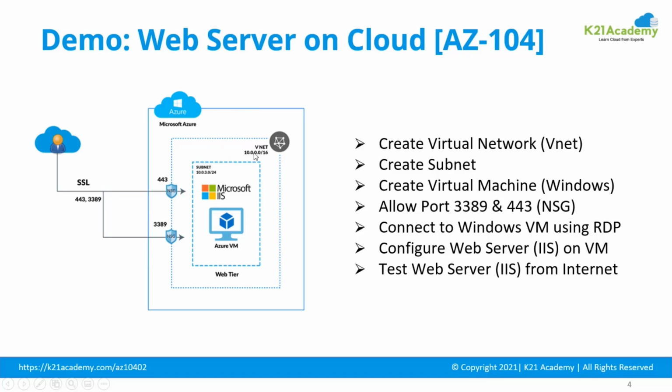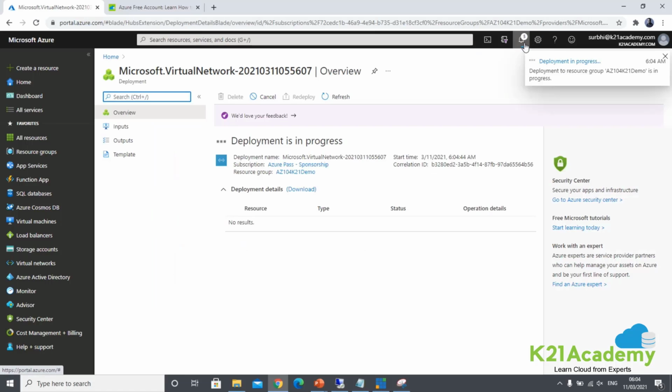So this will create this VNet, and we've created this subnet. Now it's time to create a virtual machine of type Windows here. So currently, on this bell icon, it will tell you that deployment is in process. And once deployment is successful, you will get a message like deployment succeeded. Go to the resource.